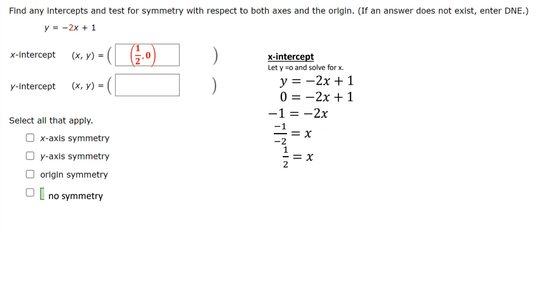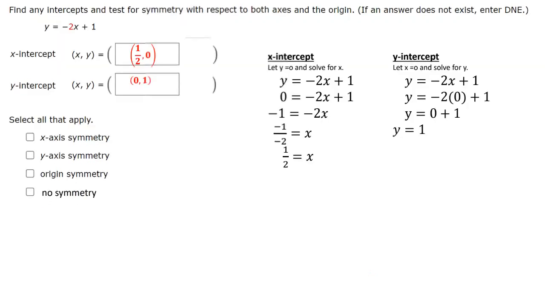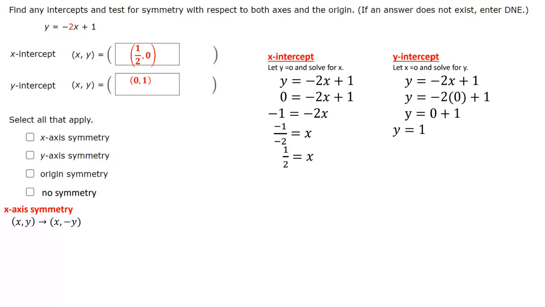And then for the y-intercept, we're going to let x equal 0. So anywhere you see an x, we're going to replace it with the 0. And then we simplify, so we end up with y equals 1. And so then this would be our y-intercept. For the axis of symmetry, if you were to graph it, then you could see that there is actually no symmetry. But we do have some tests that you can use.